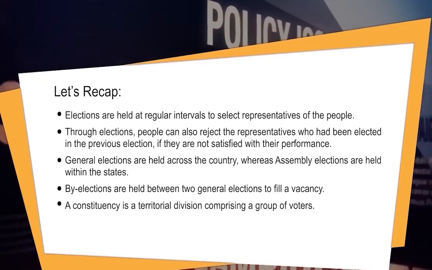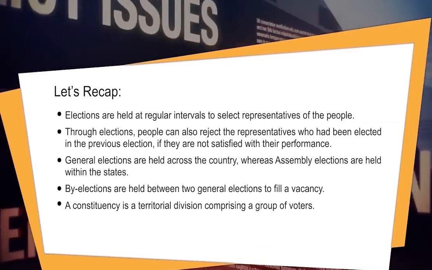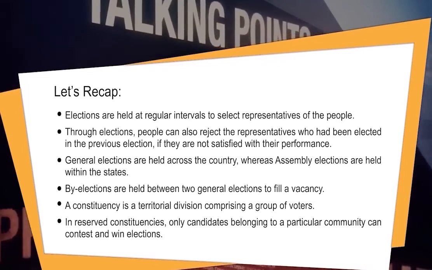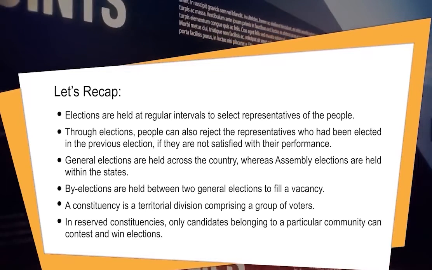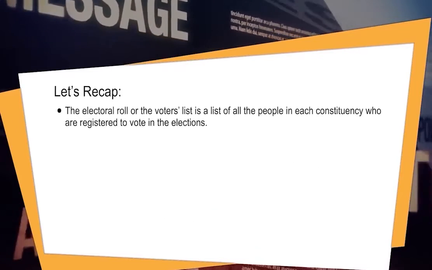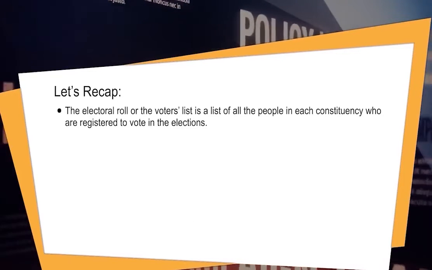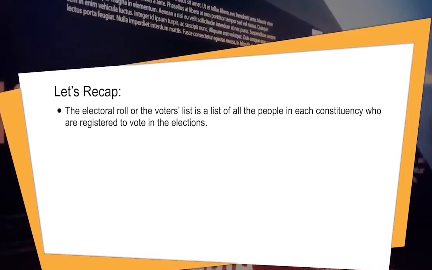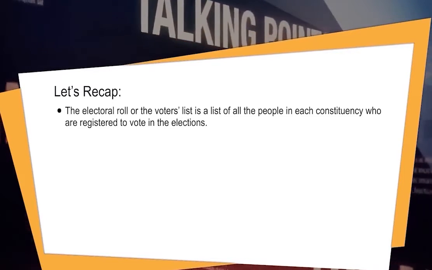A constituency is a territorial division comprising a group of voters. In reserved constituencies, only candidates belonging to a particular community can contest and win elections. The electoral roll or the voters list is a list of all the people in each constituency who are registered to vote in the elections.